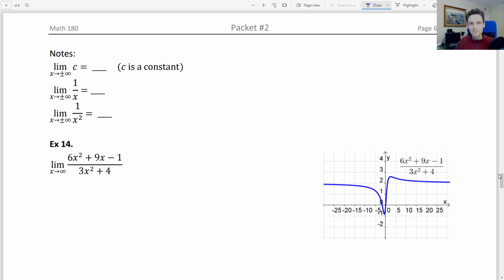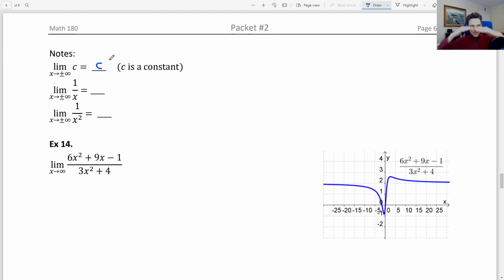Welcome back. Let's purchase a few more tools for our tool belt. So the limit as x approaches positive or negative infinity of a constant. What do you think that's going to be? Yeah, it's just going to be that constant.